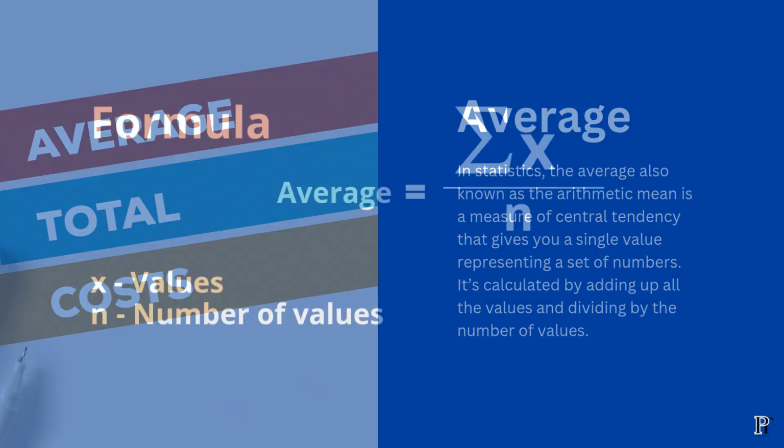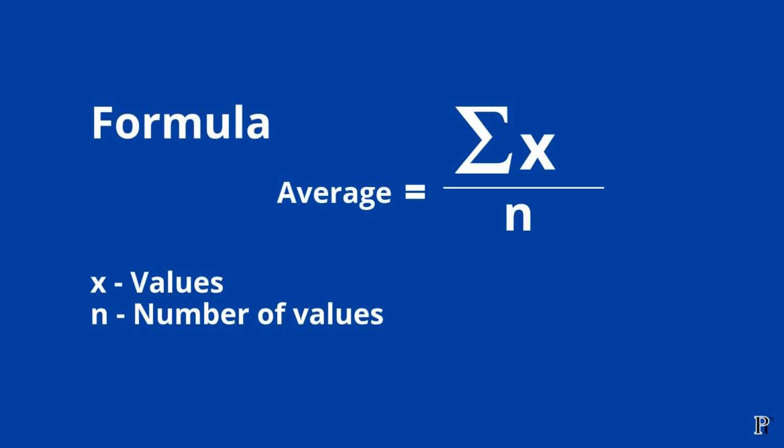Let's see the formula to find an average. Add all the numbers together, then divide the total by how many numbers there are. So this is the simple formula we have for the average.